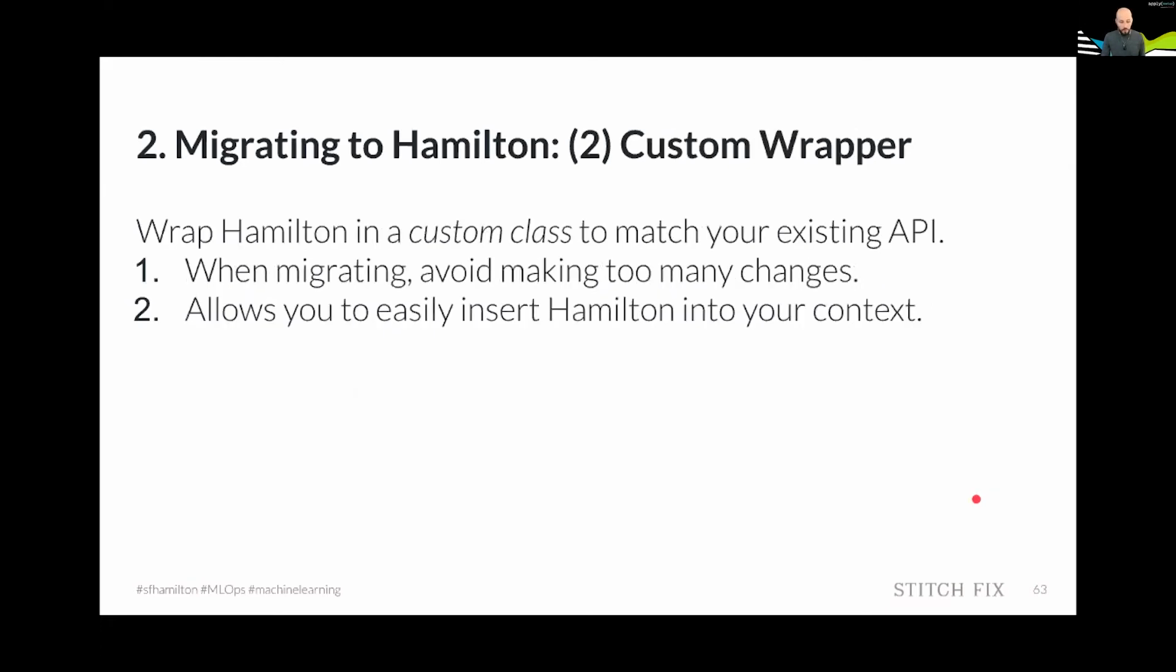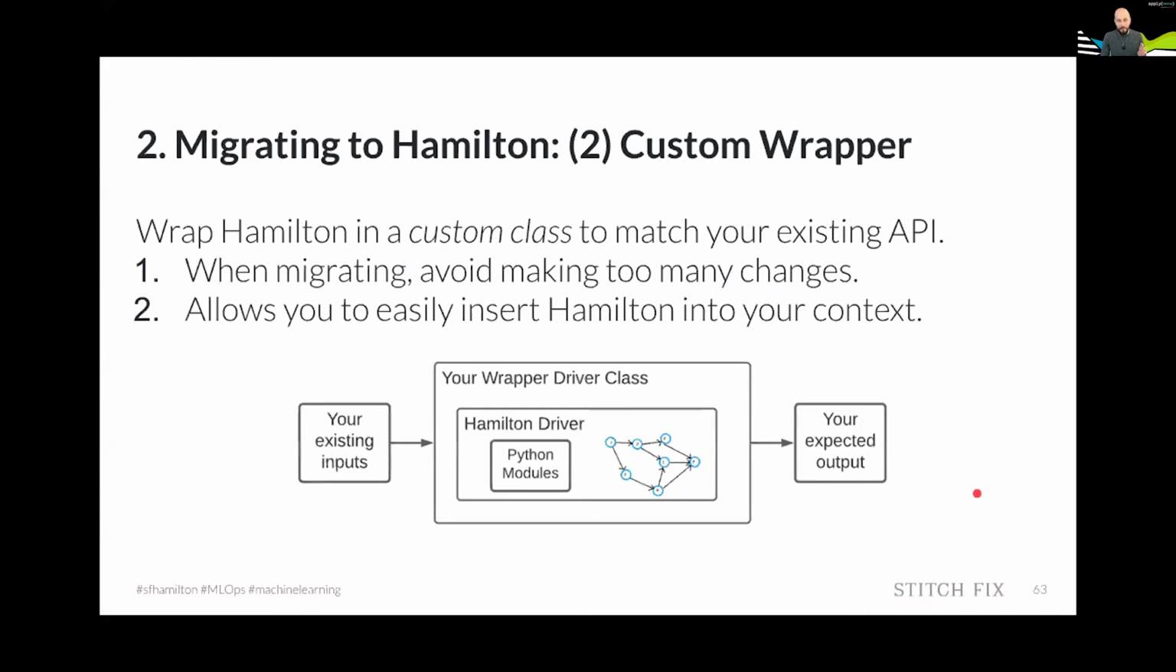The second is, if you want to integrate Hamilton into your workflow, you probably want to write a custom class to match your existing API rather than trying to make your workflow match how to call Hamilton. That's because when you're migrating, you want to avoid making too many changes. So I think focusing on just Hamilton functions, and in a specific way, will make it easier.